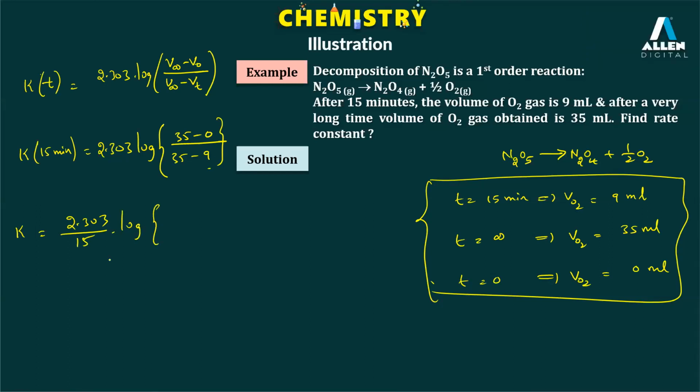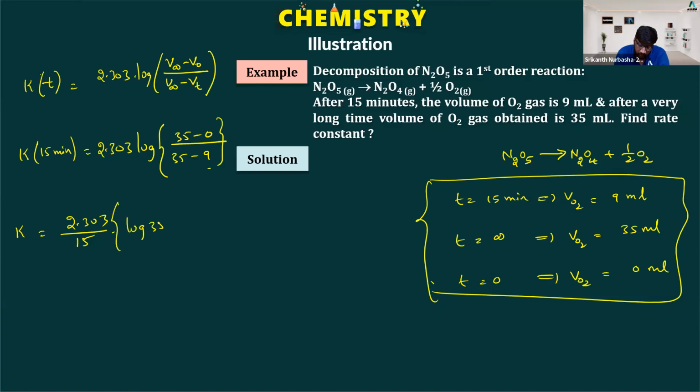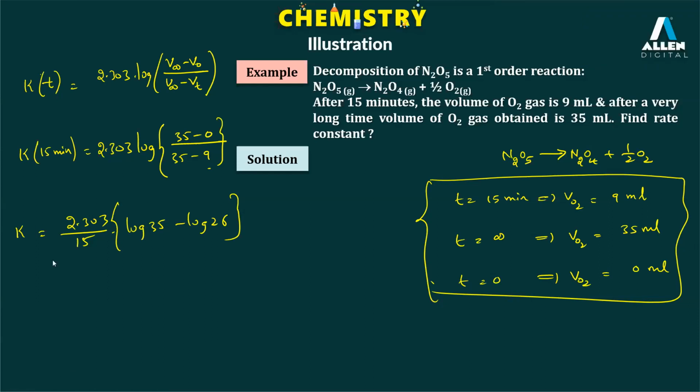How can we write 35 by 26? Log 35 minus log 26. How can we calculate log 35? Log 35 is 1.54. I can write 35 as 7 into 5, so log 7 plus log 5. Log 26 we have to approximate. 26 you can write as 13 into 2. So that 13 you can't directly find, you have to approximate that value.